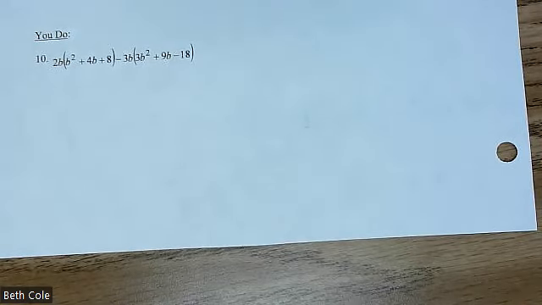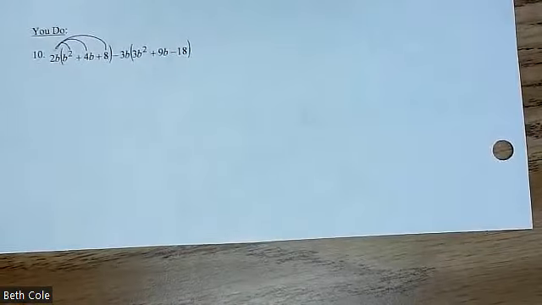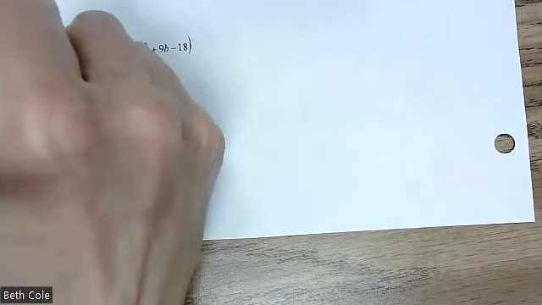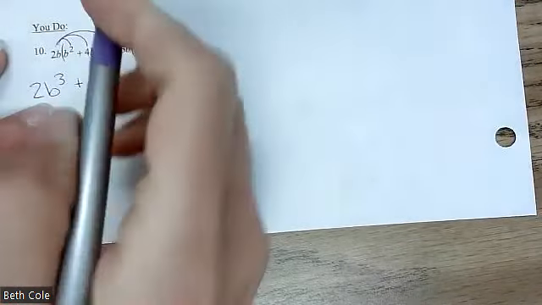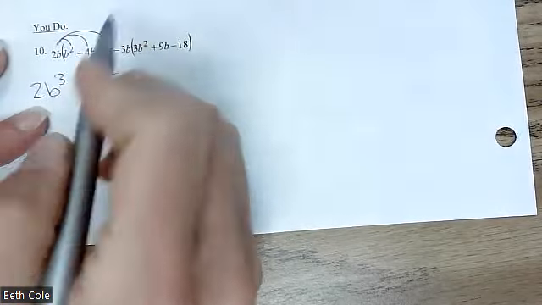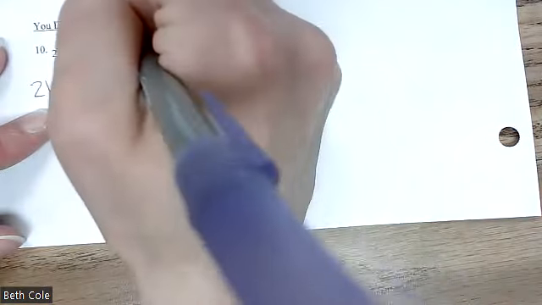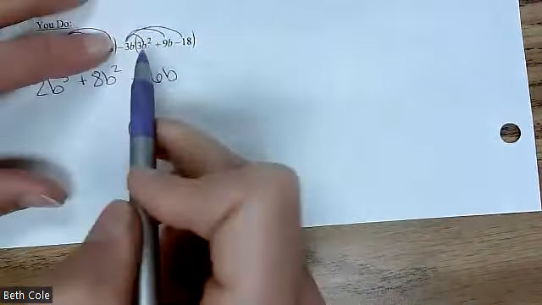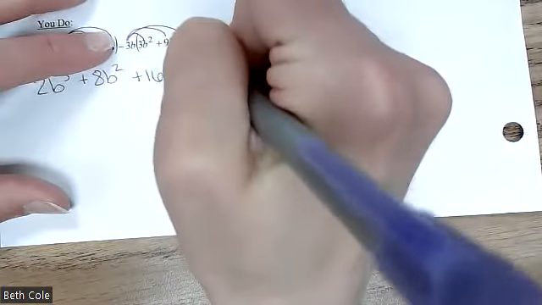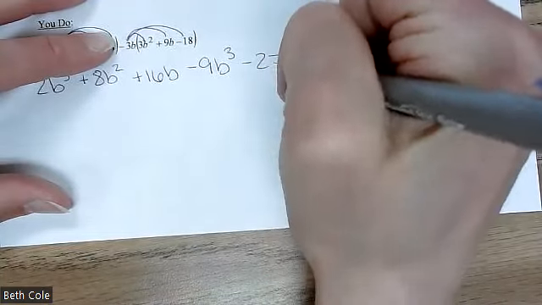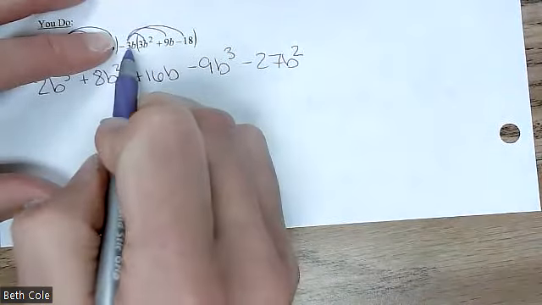All right, so I need you guys to watch, and we'll go over it together. This 2b is only getting distributed through the first set of parentheses. So that should give you 2b to the third plus 8b squared plus 16b. Cool. Okay, heads nodding. Now, when you distribute here, the negative comes with you. So this would be negative 9b to the third minus 27b to the second. Oh, and then these will cancel.